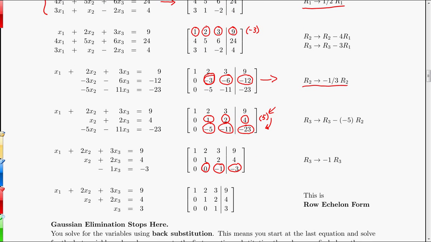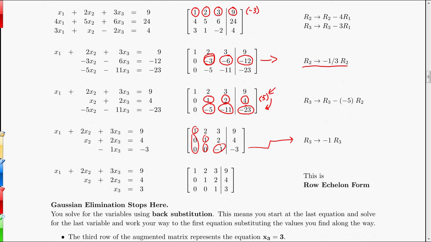Okay, so things are looking pretty good. I'm almost there. I have a 1 with zeros below it, a 1 with zeros below it. And now I just need to get that to be a 1. That's easy enough. I'm just going to take this third row and multiply it by negative 1. That changes my negative 1 to a 1 down here. It changes my negative 3 to a 3.